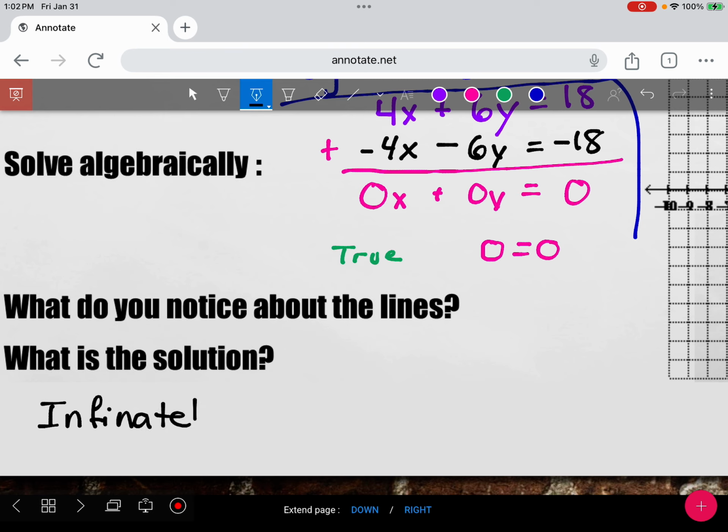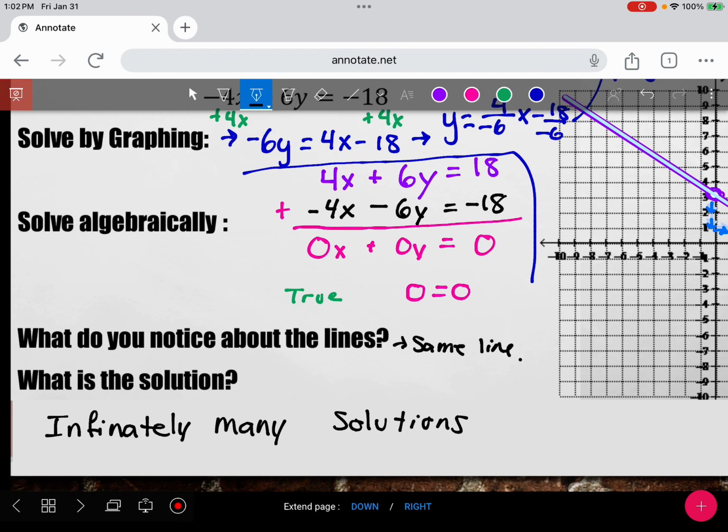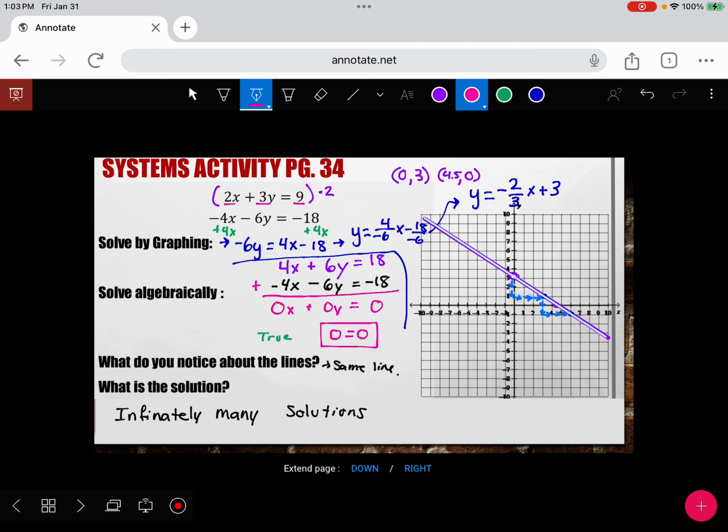Infinitely many solutions, because they are the same line. Okay? So sometimes we will have where we do not get an actual answer. And if we're solving algebraically, that's what this is going to look like. We will wind up with something inherently true, like 0 equals 0, or 4 equals 4, or 7 equals 7. So all of my letters cancel out, and we're left with something inherently true. Okay? It's been a hot minute since we saw those.